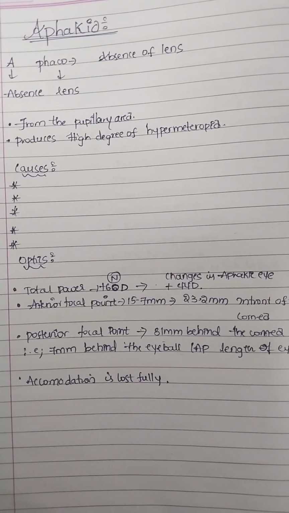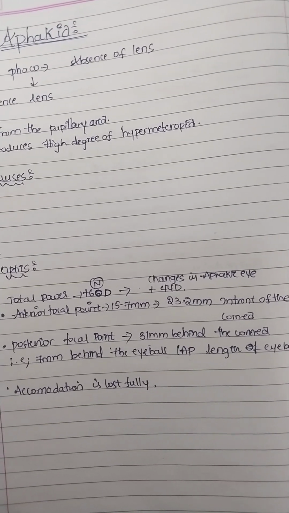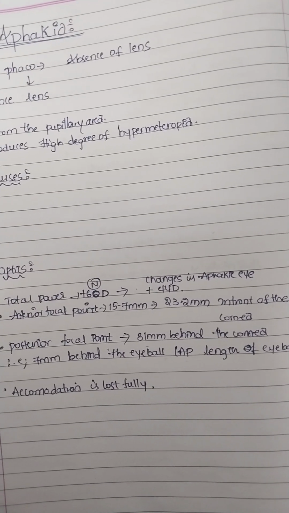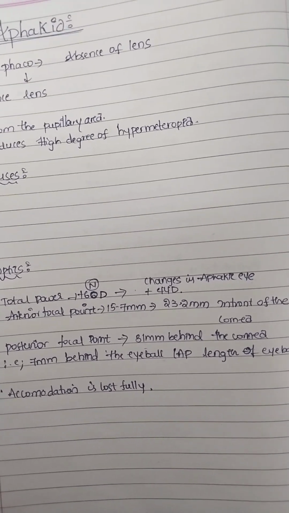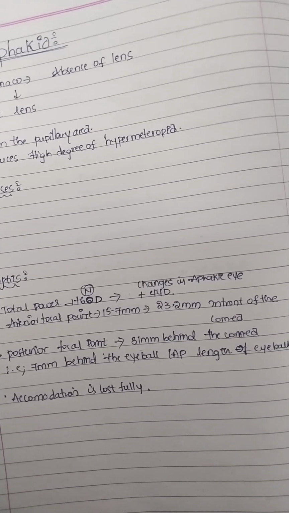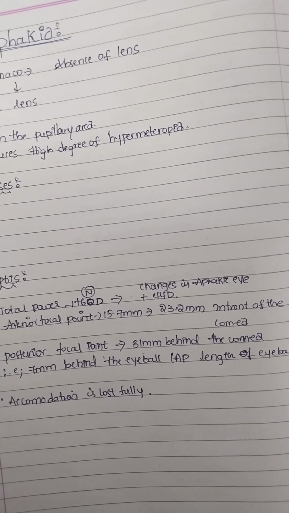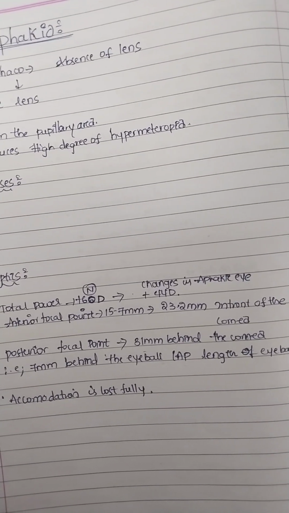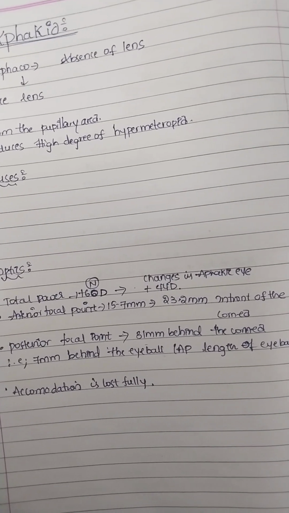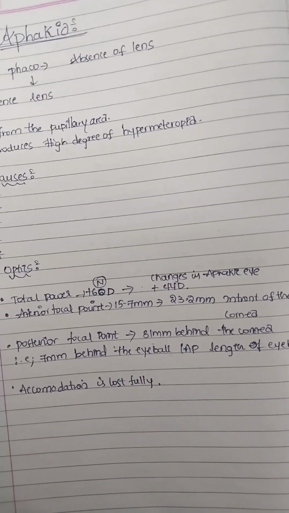Okay, so coming to the optics, normally the total power of the eye is 60 diopters. As you saw, aphakia produces high degree of hypermetropia. So what is the power in the aphakic eye? The power will be 44 diopters. Anterior focal point, which in normal eyes is 15.7 mm, but in aphakic eye, due to the absence of the lens, will be 23.2 mm in front of the cornea. Posterior focal point is 31 mm behind the cornea, that is 7 mm behind the eyeball.